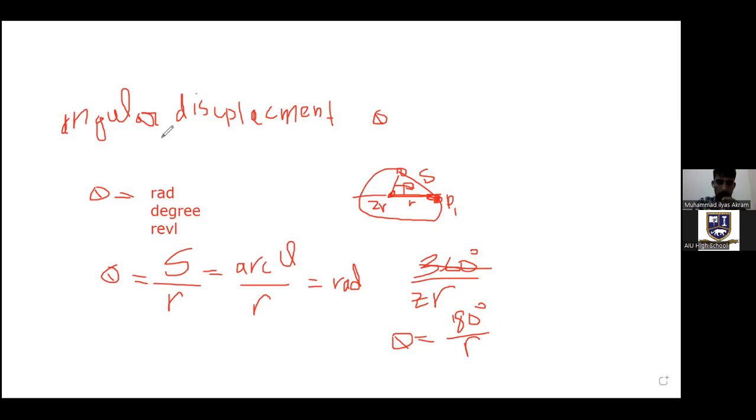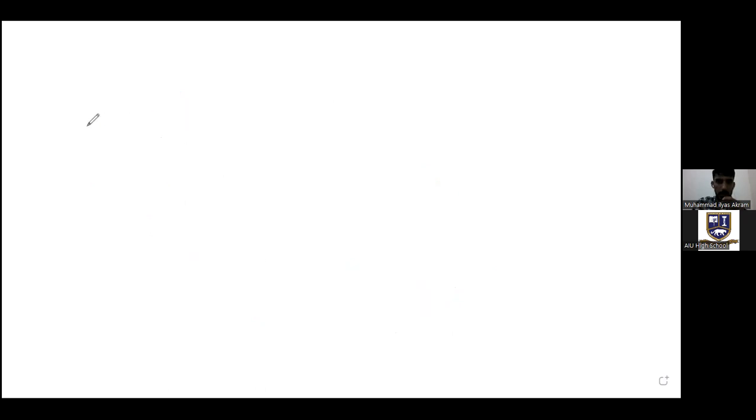Now we will discuss angular velocity. Until now we have had the concept of linear velocity, that is the velocity of an object when it travels in the direction of a straight line motion.